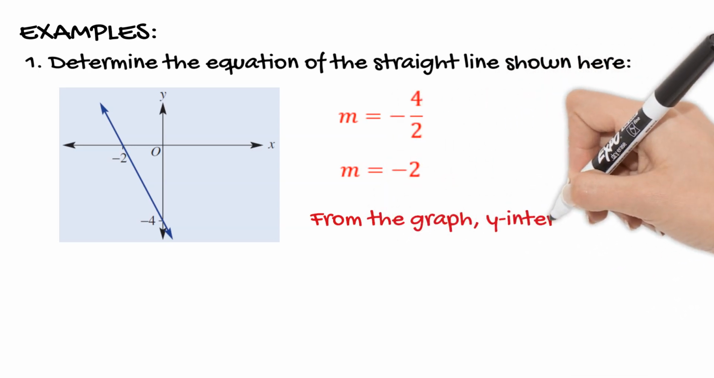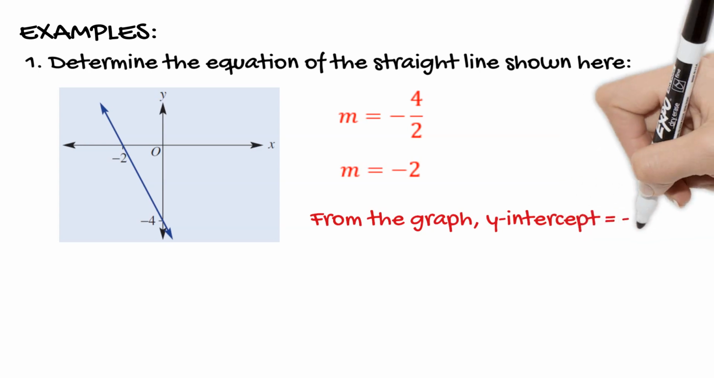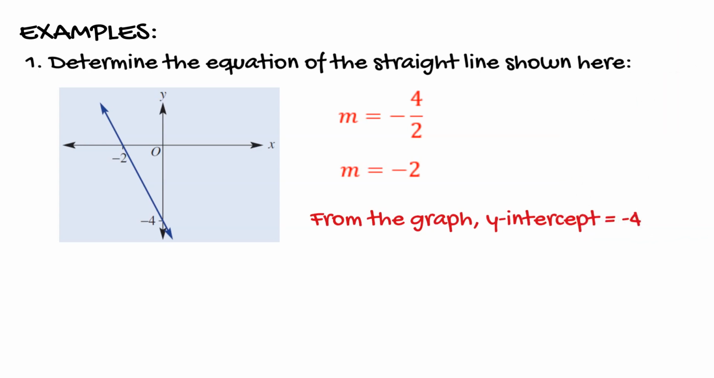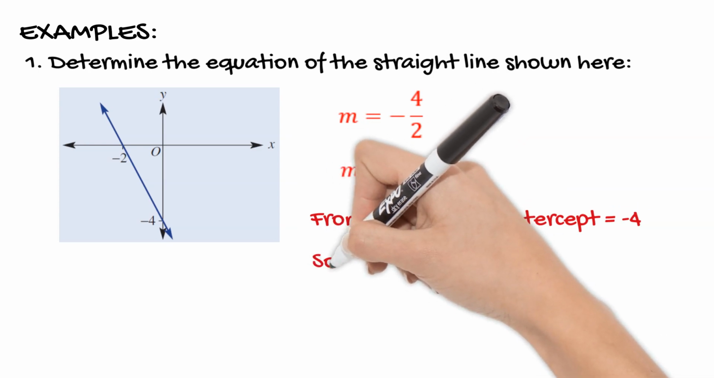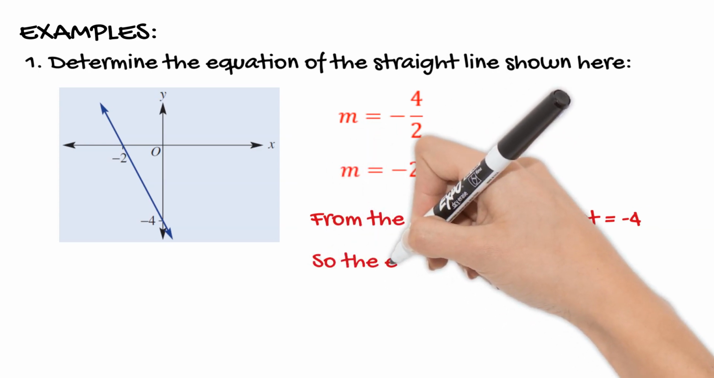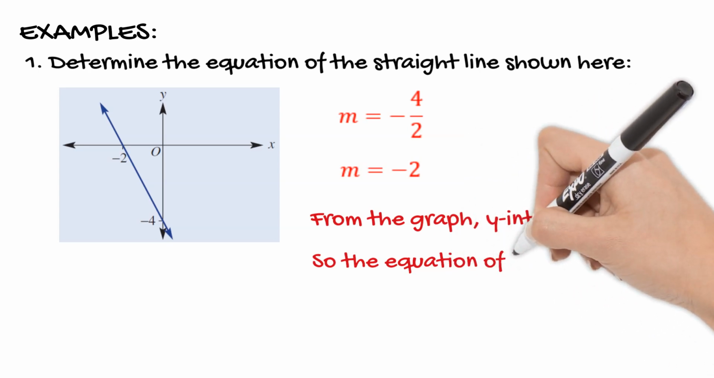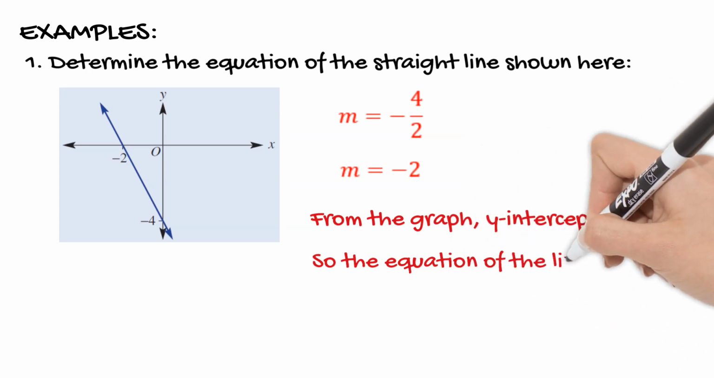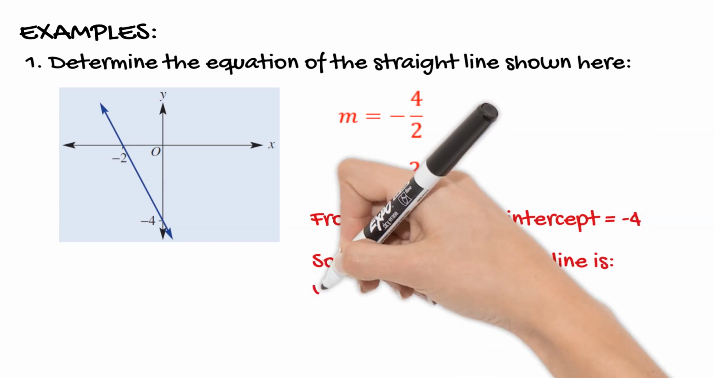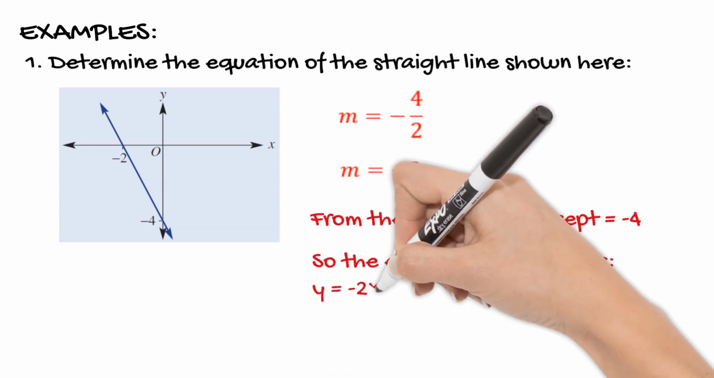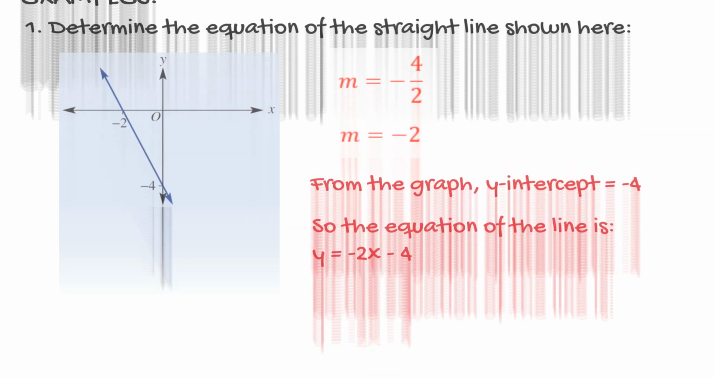Straight off the graph, we can see that our graph crosses the y-axis at -4. So immediately we know our y-intercept is -4 and therefore our c value is -4. So now we know our gradient, we know our y-intercept. We can write our equation in the form y equals mx plus c, which becomes y equals -2x, take away 4.